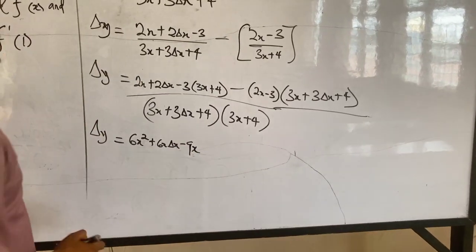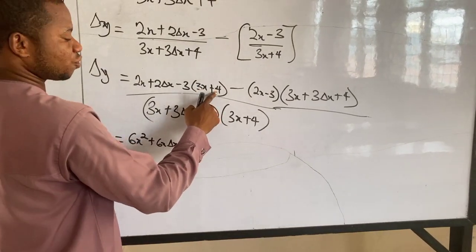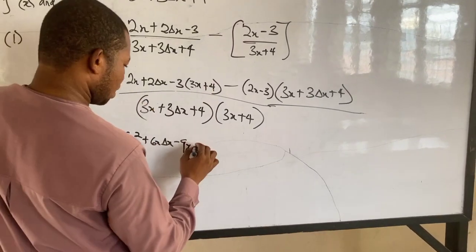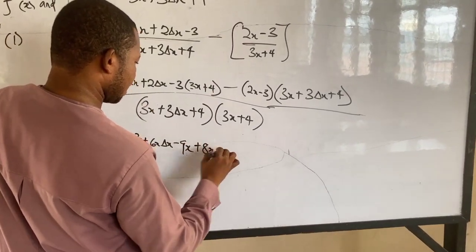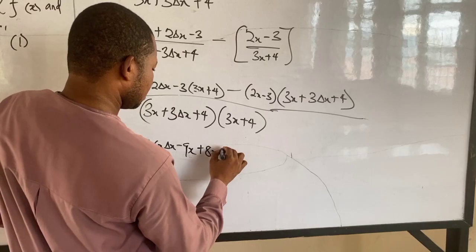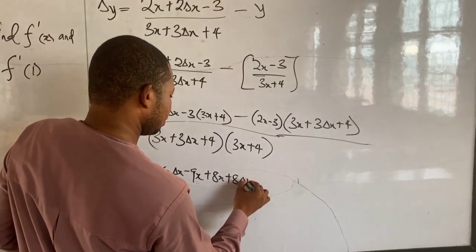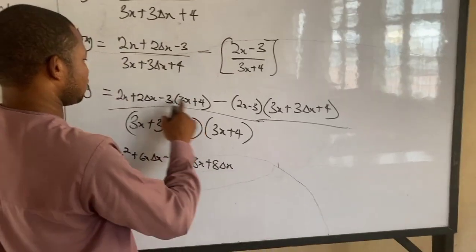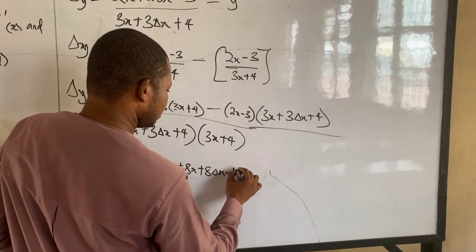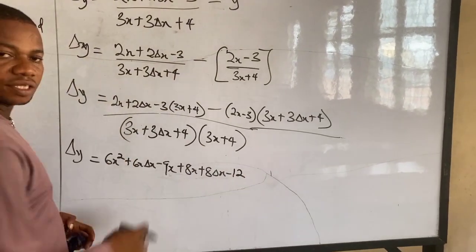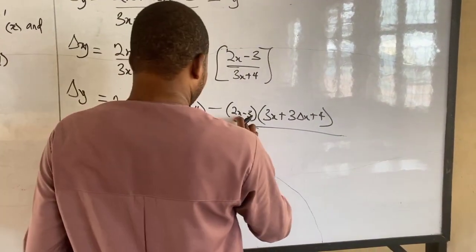Okay? Now, I'm done with 3x, so I move to 4. 4 multiply 2x, that will give me 8x. 4 multiply this, that will give me 8 change in x. Okay? 4 multiply this, that will give me minus 12. So I'm done with this. I'll come down to this.